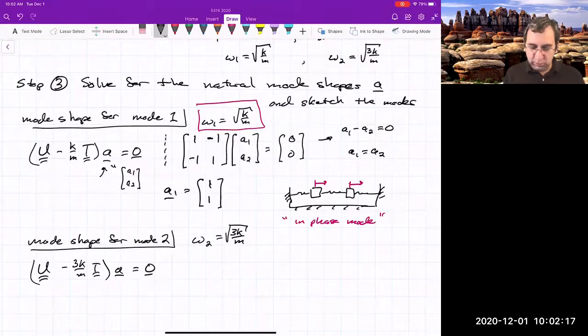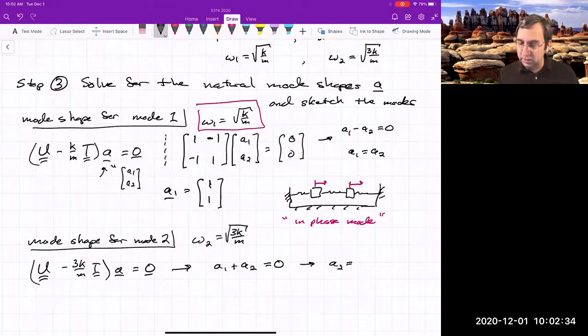I'm not going to work out what the matrix looks like, but I will tell you what you get for the 2 modes. It's A1 plus A2 equals 0. So instead of a minus, it's a plus. What does this mean? This means that A2 equals minus A1. So this second mode shape, A vector subscript 2, is 1, negative 1.